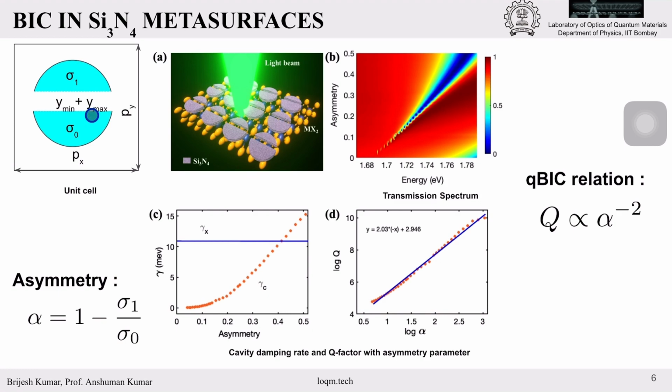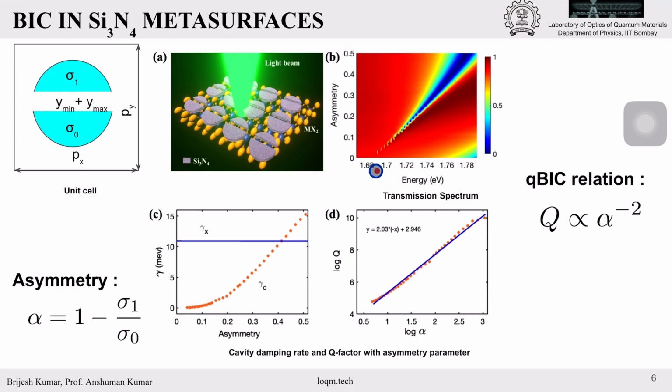When bimin equals bimax, the structure is considered a symmetric structure, because sigma 0 is the area of this region and sigma 1 is the area of this region. Then the asymmetry parameter is defined as 1 minus sigma 1 upon sigma 0. So if bimin equals bimax, sigma 1 will be equal to sigma 0, so this asymmetry will be 0. At this symmetric structure, we found this BIC at 1.68.